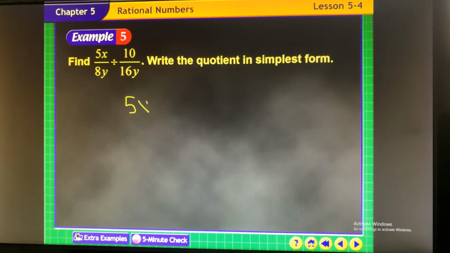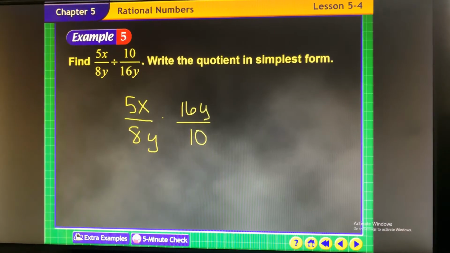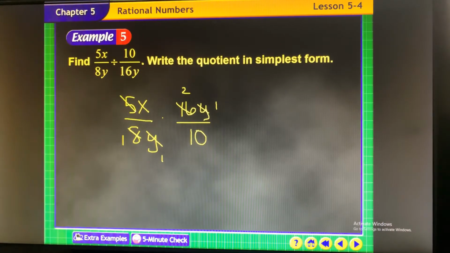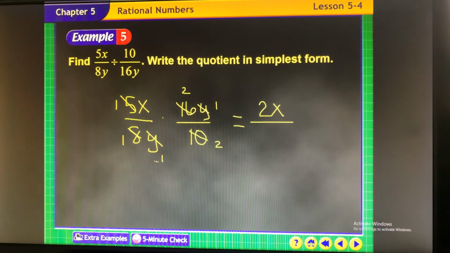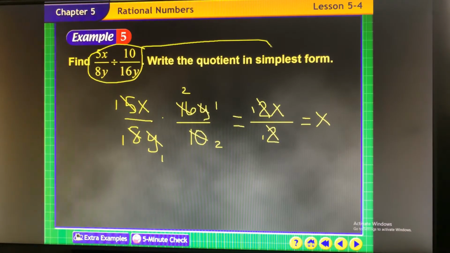Same thing with algebraic fractions. Not going to change anything. You're just going to skip it. You're going to flip it. And you're going to see what you can cross cancel. I can cross cancel this 8 with this 16, this y with this y, this 5 with this 10, and no x's can be canceled. So I'm left with 2x on the top and 2 on the bottom. Oh, look at that. I can cross cancel that too to be 1 and 1. So in the end, this scary looking algebraic fraction division problem ends up to be just x as your answer.